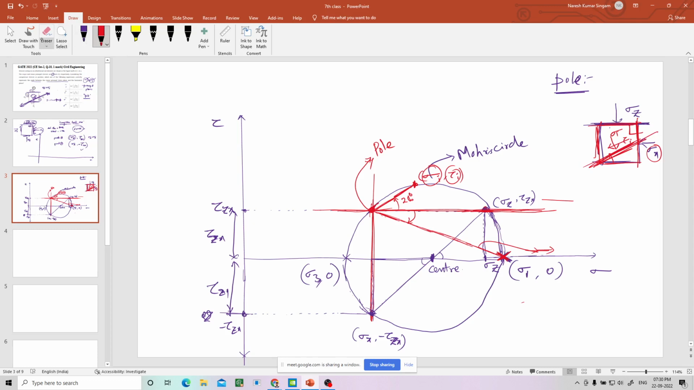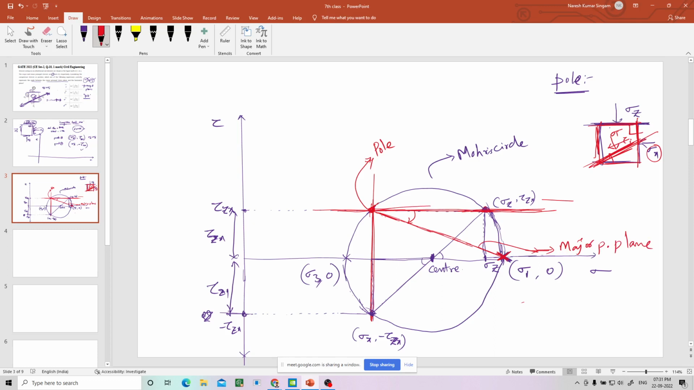So anyway, let me complete this circle first. So coming to, what is this called? This is the major principal plane, because the pole and sigma 1 are connected together.